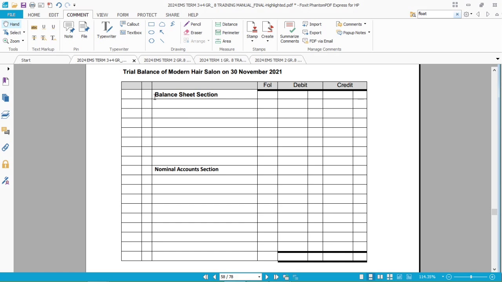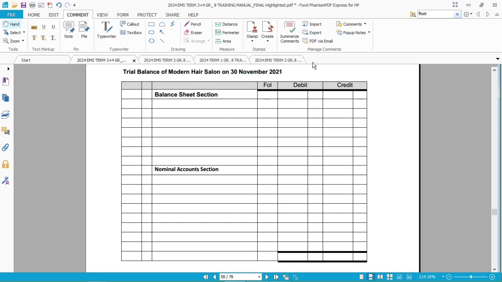As you can see, it has a balance sheet section and a nominal account section, so there are accounts that are going to be entered under the balance sheet section and accounts that are going to be entered under the nominal account section. Then I've got a folio column. This folio column represents my reference of accounts. Where am I getting the information that I'm entering into the balance sheet section? Where am I getting the information that I'm entering into the nominal account section?